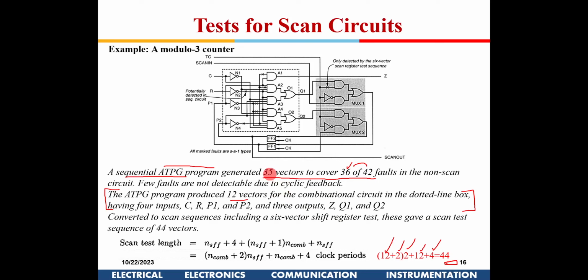But out of which only 6 faults go undetected, right? Also, flip-flop faults are not counted here, right? So there is a marginal increase in the number of test vectors required, number of clock cycles required.